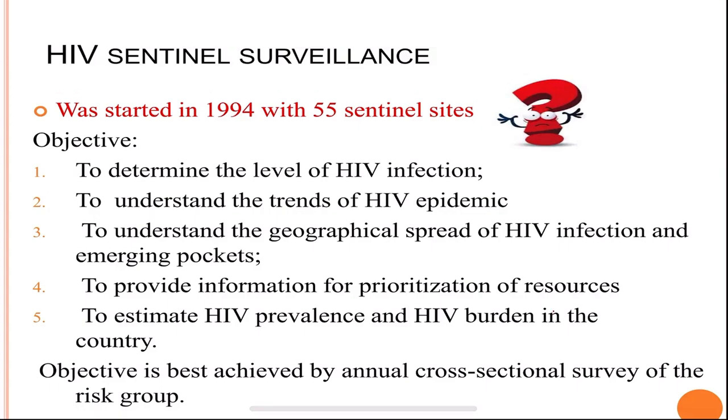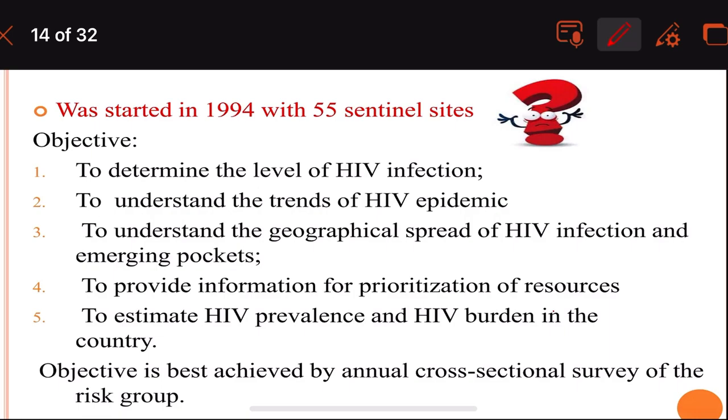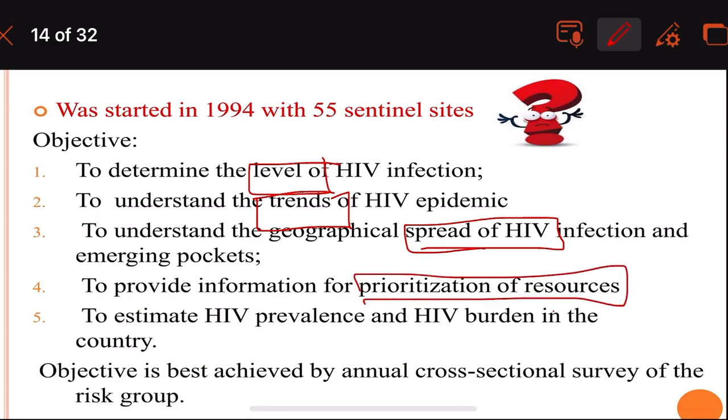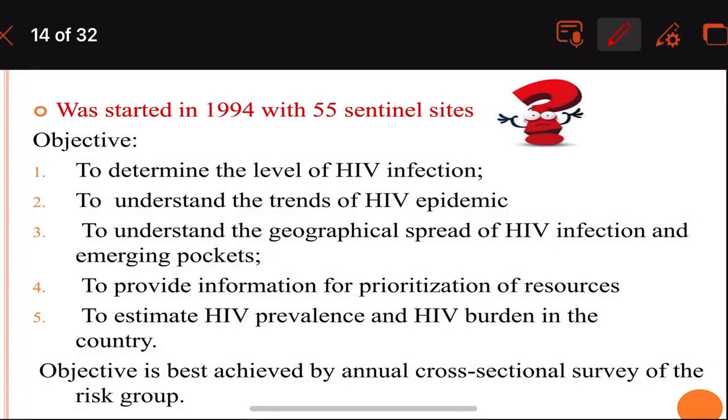So I hope the objectives are clear. First, we determine the level of HIV infection, the trends of HIV epidemic. We understand the spread of HIV, that is the geographical spread of HIV infection. We provide information for prioritization of resources. Last, we estimate the prevalence and the burden in the country due to HIV.